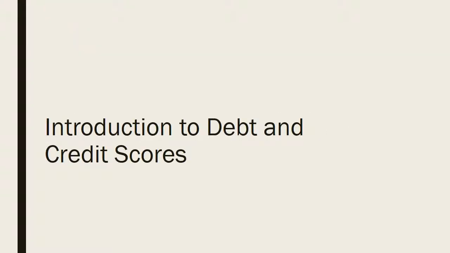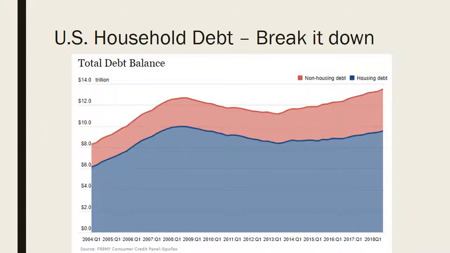But we're going to start with some debt terms and also do an overview of credit scores, how they work, how they operate, how they're used. So how does all the debt break down that's out there, say, in the United States? What does it look like? Well, the vast majority of it is housing debt. I mean, nearly $10 trillion, right around there, of housing debt. And non-housing debt makes up a much smaller portion of the total.